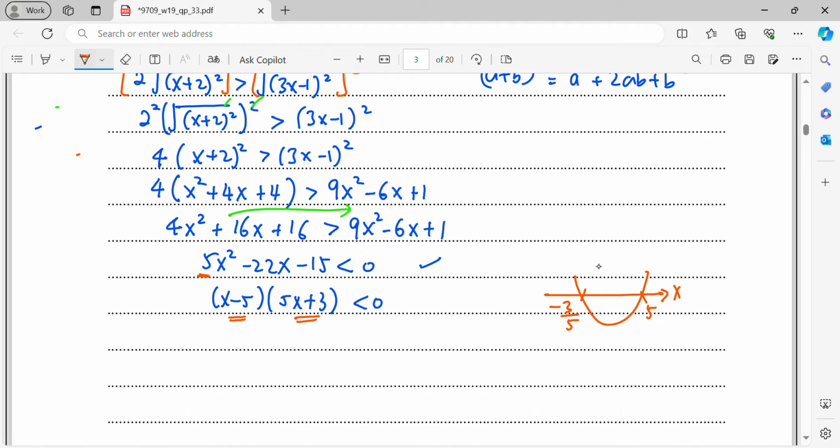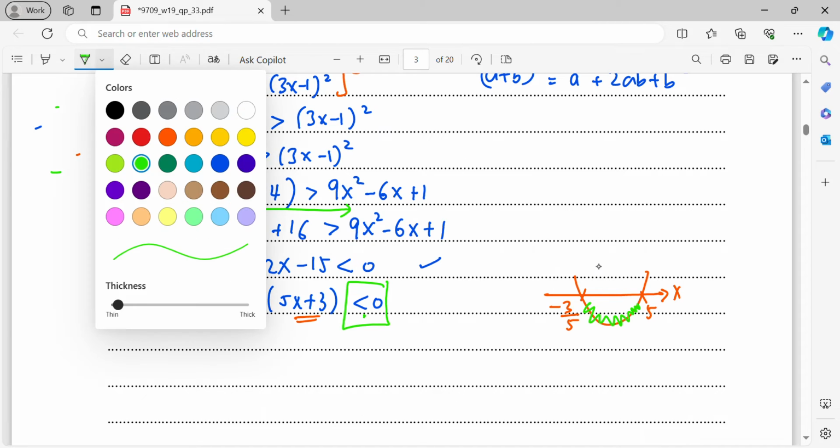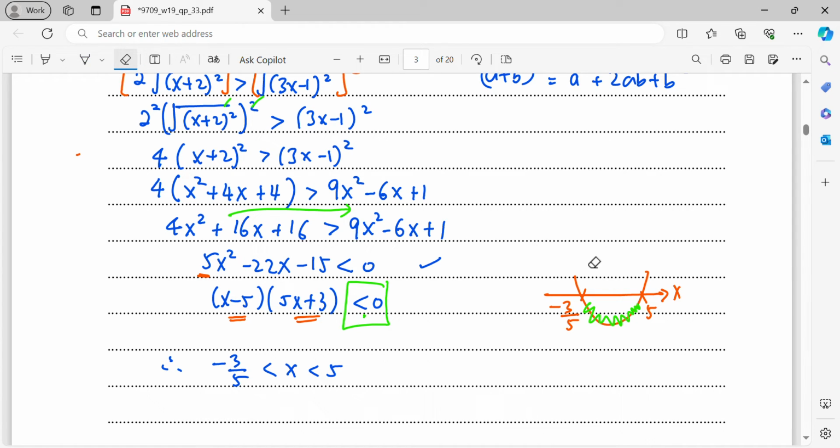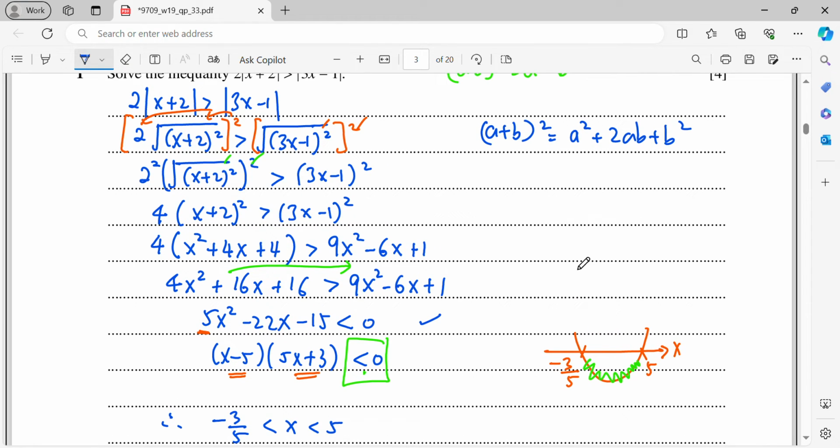Now for the final answer, it refers to this inequality, which is less than 0. Less than 0 means that it is below the x-axis, which means my region is going to be in between these two intersection points. So my final answer is basically between negative 3 over 5 and 5. This is my final answer. Okay, so done for question number 1.